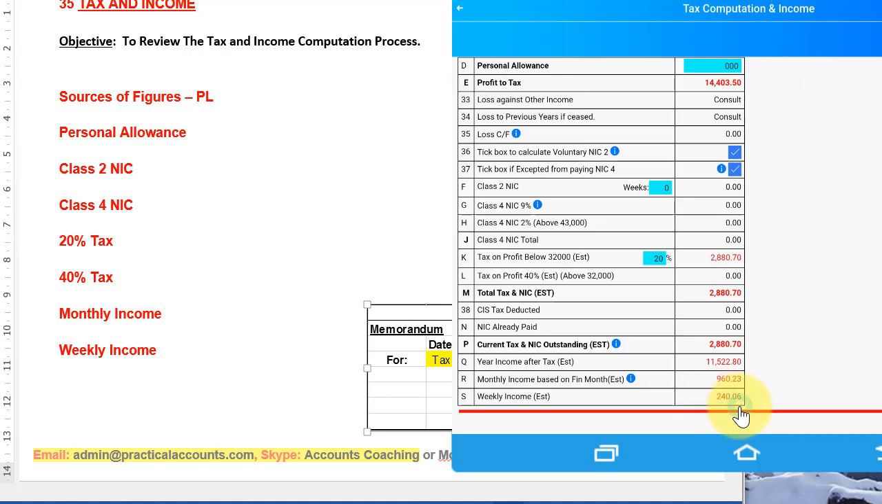So that is a quick overview of the computations. You basically get the profit multiplied by 20% to get the tax. To get the income, it's 14 minus the tax, and we're left with the annual income. Annual income divided by 12, we get that. This one divided by 4, we get that.